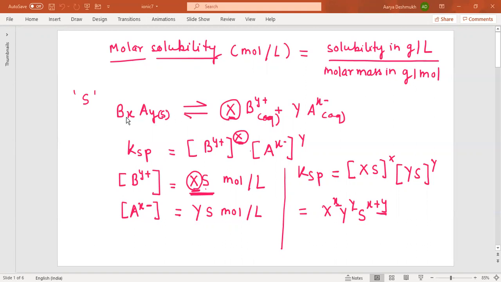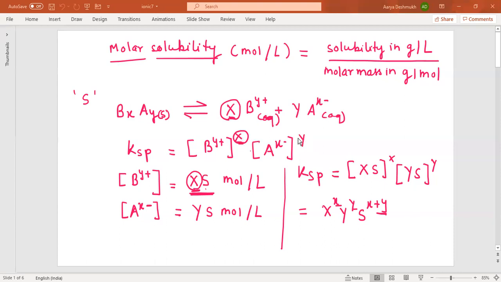Now if you have this equation in front of you, BxAy, it dissociates reversibly as x B raised to y plus and y A raised to x minus. So the solubility product for this particular salt will be the concentration of B^(y+) raised to x, where x and y are the stoichiometric coefficients, times the concentration of A^(x-) raised to y.